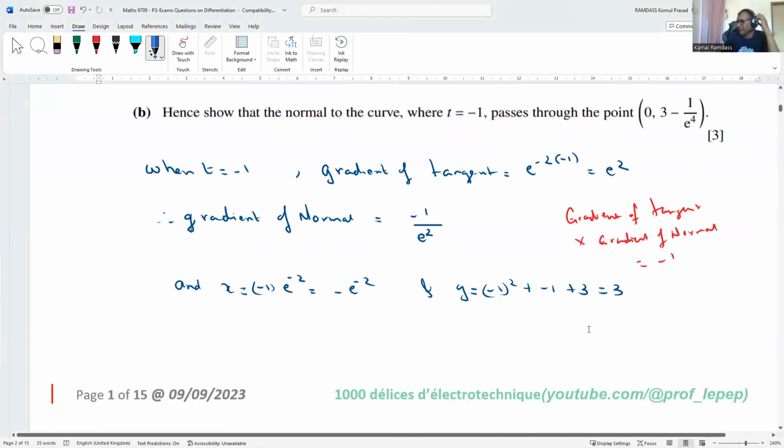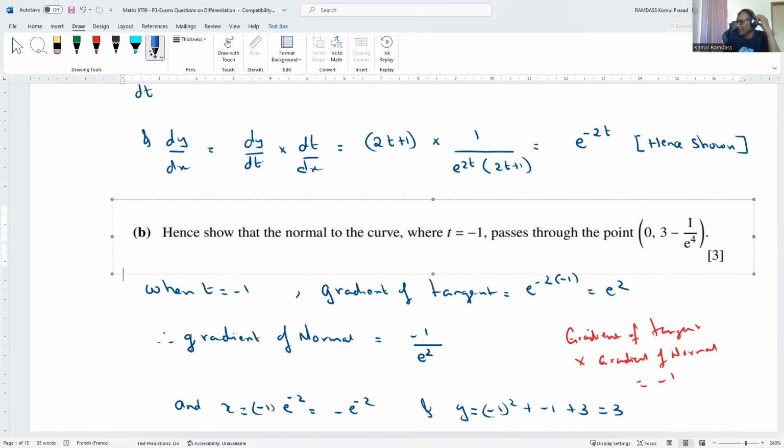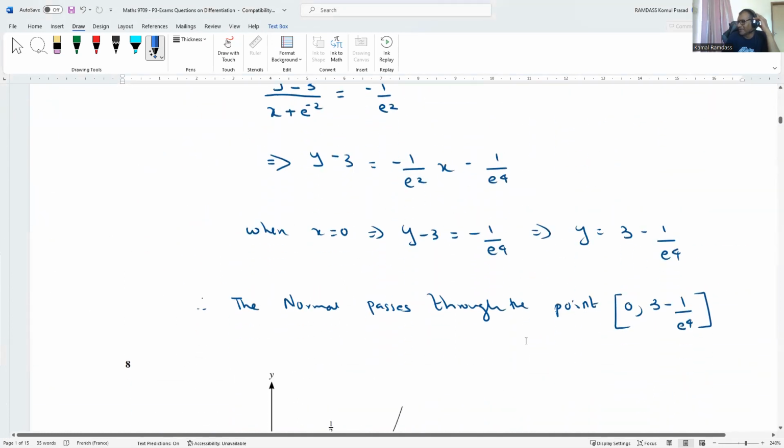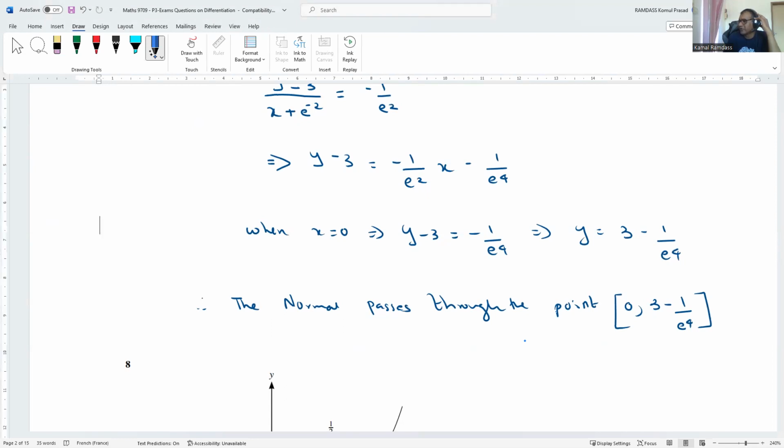Tout simplement parce que dans la question, il dit à nous, quand x passe sur le point 0,3 moins 1 sur e à la puissance de 4, et là, on remplace x par 0 là, est-ce que moi je gagne la valeur de y là? When x is equal to 0, moi je gagne y minus 3, et ça vient 0, minus 1 over e à la puissance de 4. Et finally, moi je gagne y is equal to 3 minus 1 over e to the power of 4. Et là, je suis capable de dire que the normal passes to the point 0.